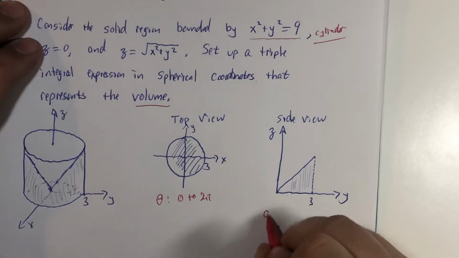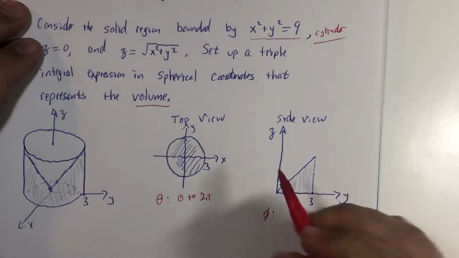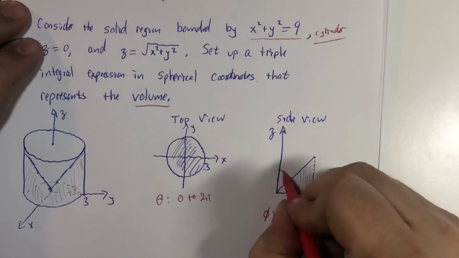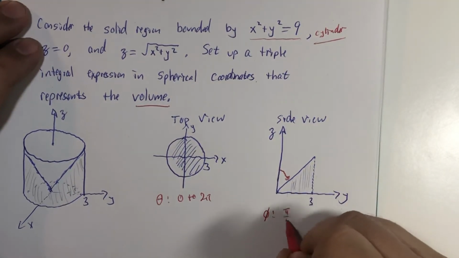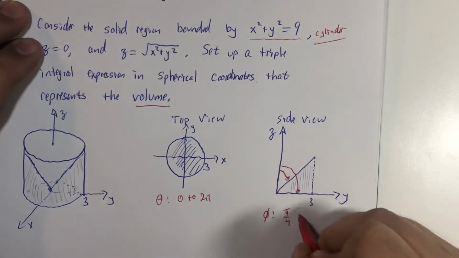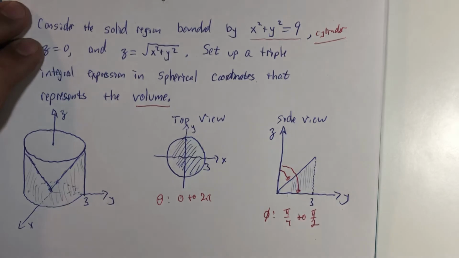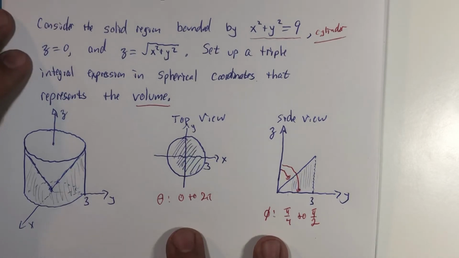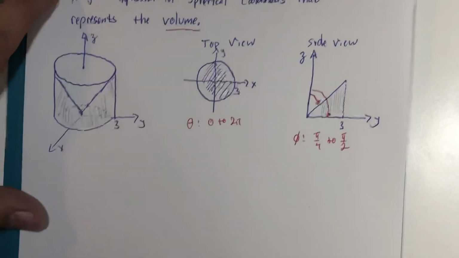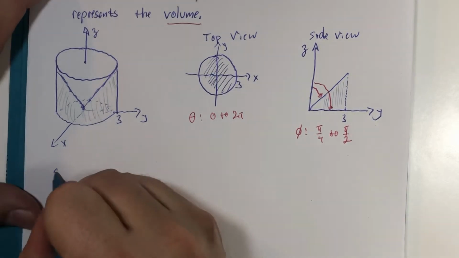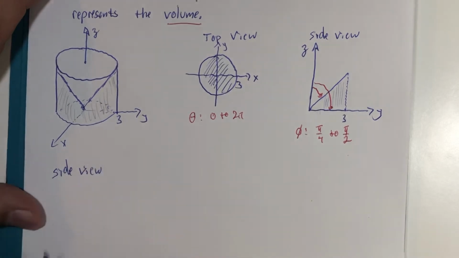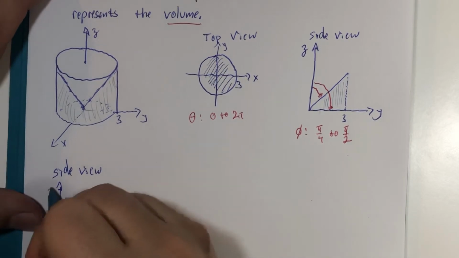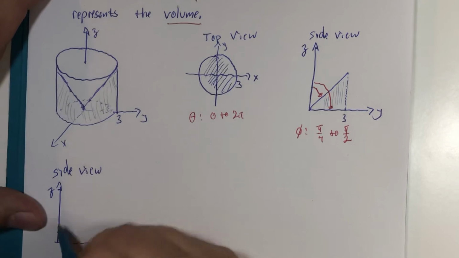So the side view can tell us that phi, remember, we don't measure up, z-axis down. So phi begins its journey at pi over 4, and it ends its journey at pi over 2, or pi halves. All right, so I now have the limits of integration for 2 of the 3 integrals. I want to do one more rendition of the side view. Side view. Z-axis, y-axis.